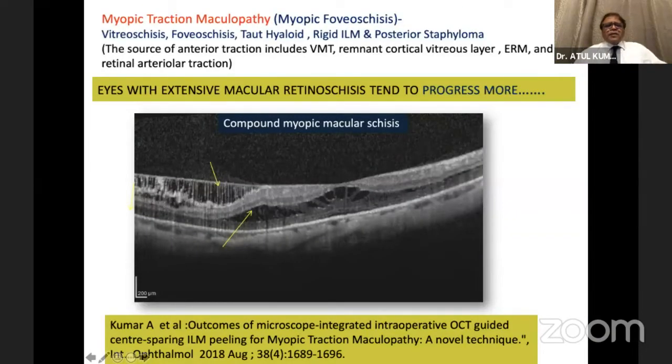I'll talk about one of the entities which we were probably missing out before because of improved imaging. Even the SDOCT can pick up all these findings. It need not be a swept source OCT, and the SDOCT or swept source OCT would pick up these myopic traction maculopathy. I get to see it day in, day out in so many myopic patients, and often we just ask them to follow up because they haven't progressed, but some of them do progress.